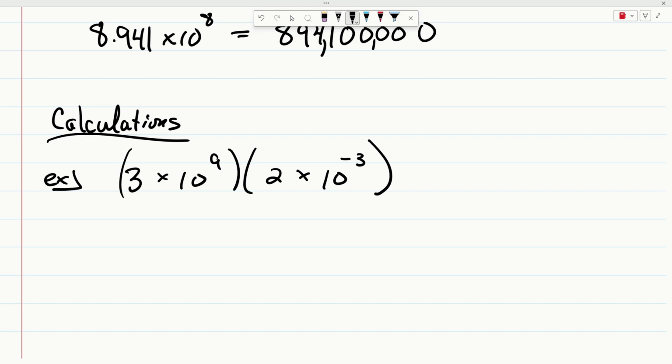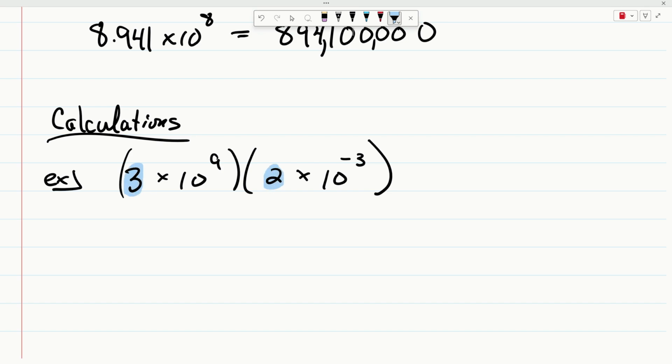Well, if you remember from the previous videos, the commutative property of multiplication says, hey, if you're multiplying, order doesn't matter. So watch what I do here. Please note that I am multiplying all of these numbers. I mean, even if you read it, 3 times 10 to the 9th times 2 times 10 to the negative 3. So nobody says that you have to do it in that order. In other words, watch this.